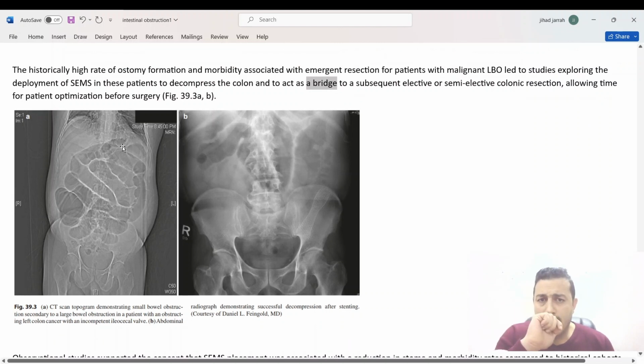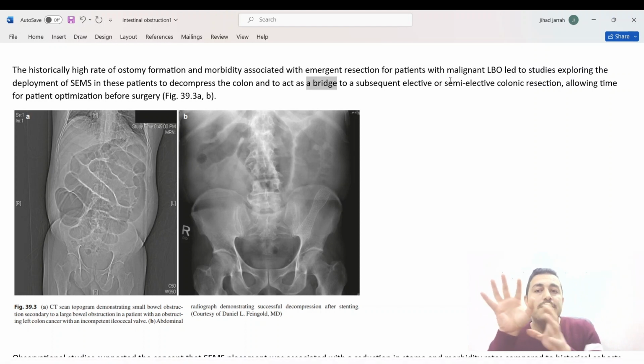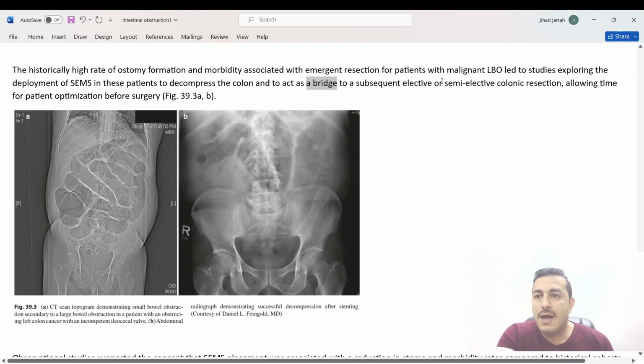I just want to mention the historically high rate of stoma formation and morbidity associated with emergency resection. We already discussed this. Surgeons now prefer stenting because they avoid stoma formation in the emergency setting. What I need to add is about the dissemination of tumor. We will discuss it.